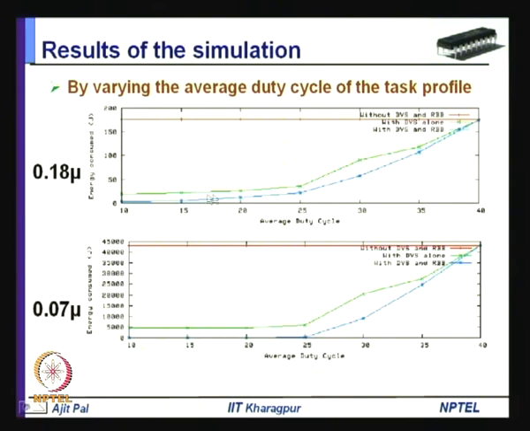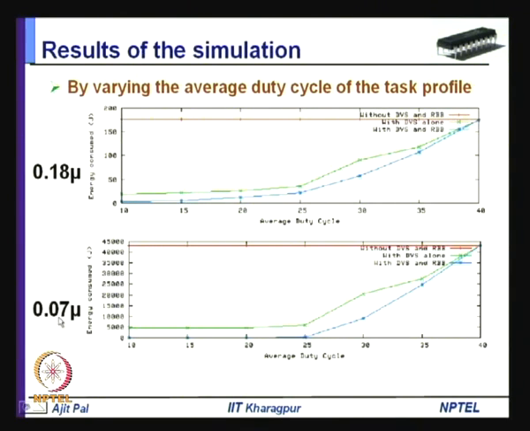As the duty cycle increases, that means less and less idle time is available, then you can see the energy consumption reduction decreases, and when there is 40% duty cycle, that means there is no idle time when you can do dynamic voltage scaling. So, then the energy consumption becomes the same as without dynamic voltage scaling and reverse body biasing, and you can see with reverse body biasing there is more reduction in energy.